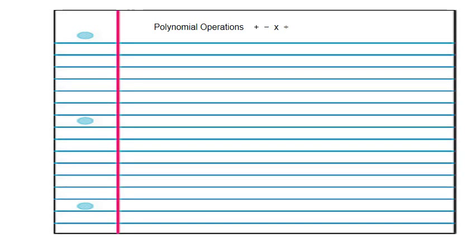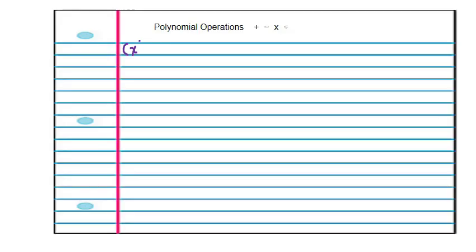Because polynomials are just real numbers, we can add, subtract, multiply, and divide them. You just have to remember the rules. When adding and subtracting, it's combining like terms. But these are going to end up being big old hairy polynomials as we add them.